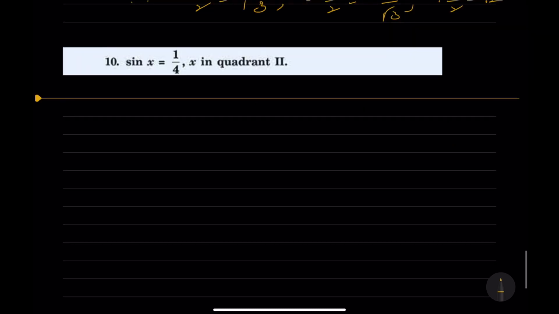We have sin x is equal to 1 by 4, x is in the second quadrant. So therefore you can write the solution part of this in this way. Since you know that sin x is equal to 1 by 4, x is in the second quadrant.